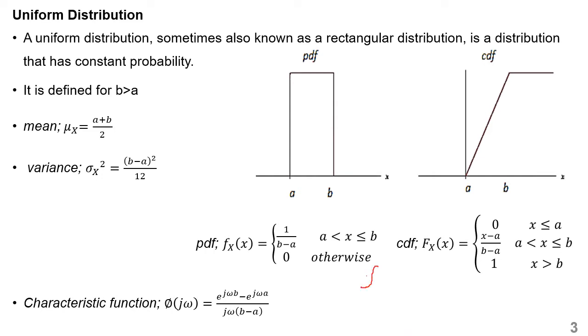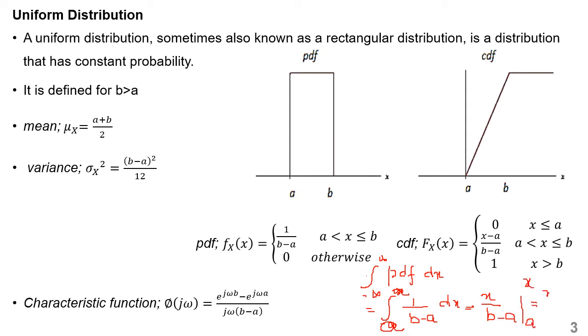The CDF is the integral of the PDF dx. This is equal to the integral from minus infinity to infinity of 1 by b minus a dx. In this case, you can see that it varies between a to b. So x can take anywhere from a to x. So this is x divided by b minus a, evaluated from a to x. So it is x minus a divided by b minus a.